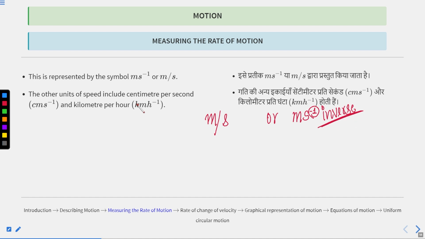As we know that distance has many units, for example, kilometer, meter, centimeter, foot, miles. So distance has many units. Similarly, speed will also have many units, as speed can be measured in centimeter per second or in kilometer per hour. Okay, but in physics language, the standard unit of speed is meter per second. Clear?